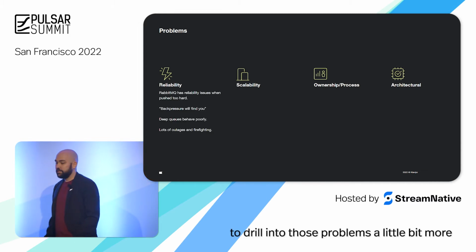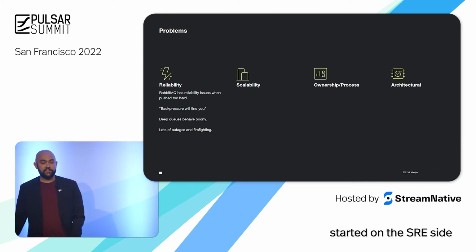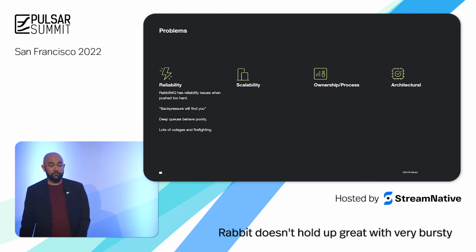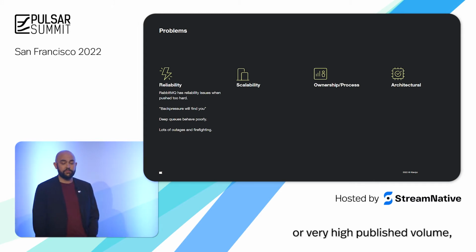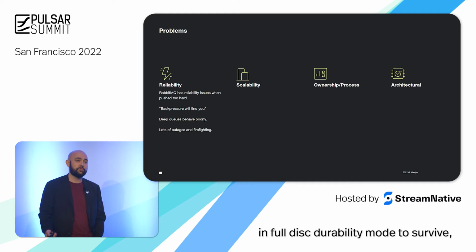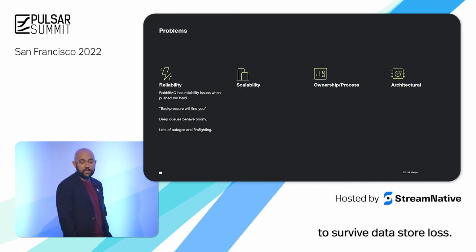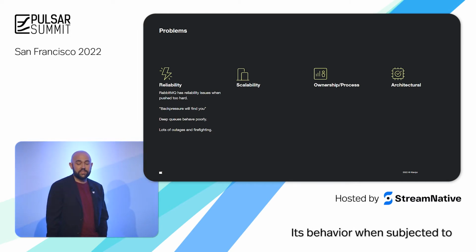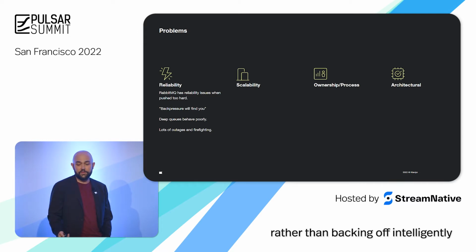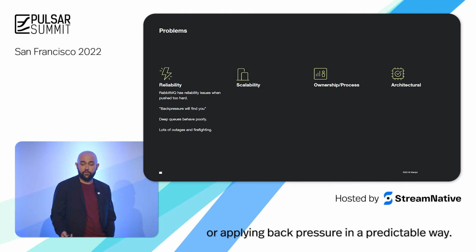To drill into those problems a little bit more, started on the SRE side. Rabbit doesn't hold up great with very bursty or very high publish volume, especially when you're publishing in full disk durability mode to survive data store loss. Its behavior when subjected to too high a rate is pretty poor in that it becomes unstable rather than backing off intelligently or applying back pressure in a predictable way.